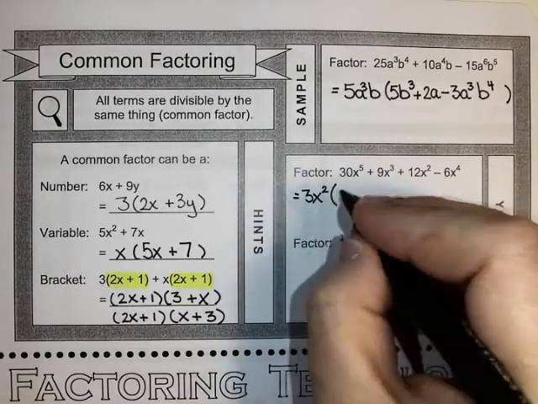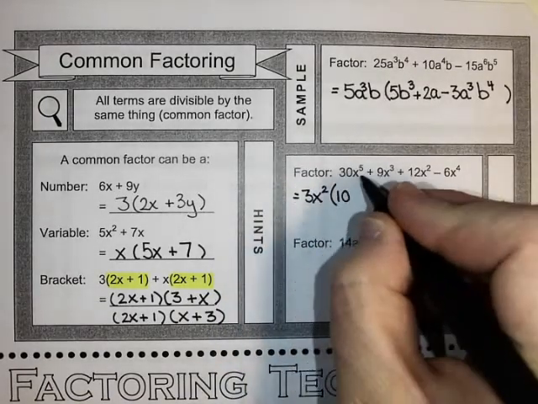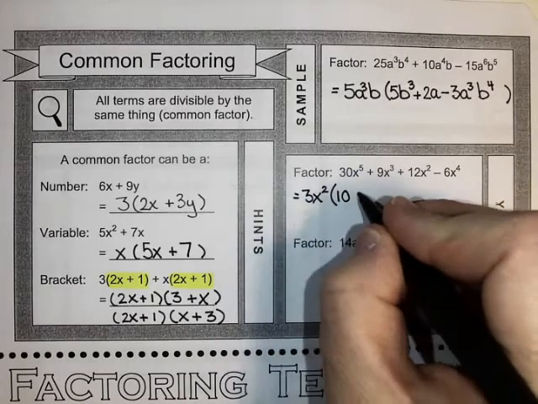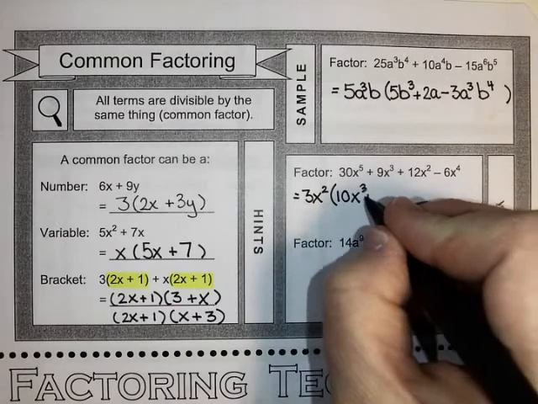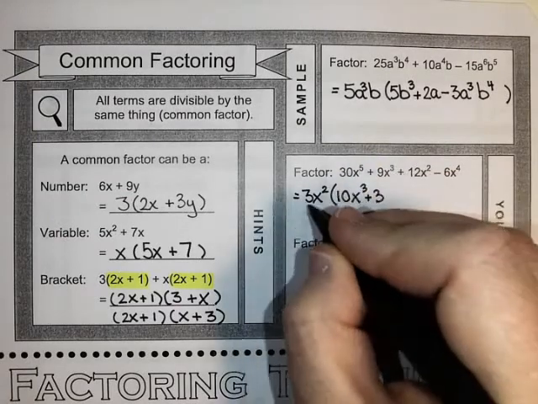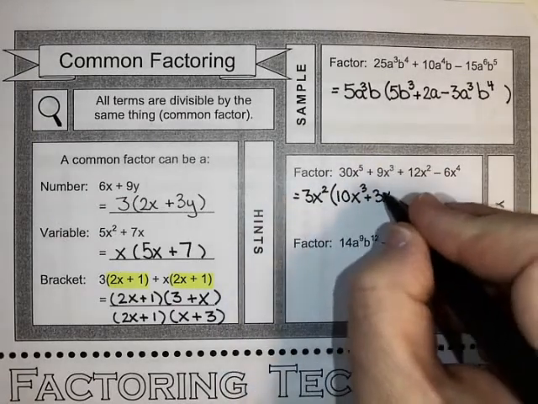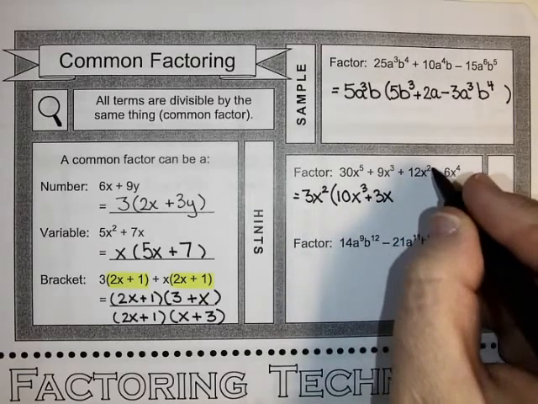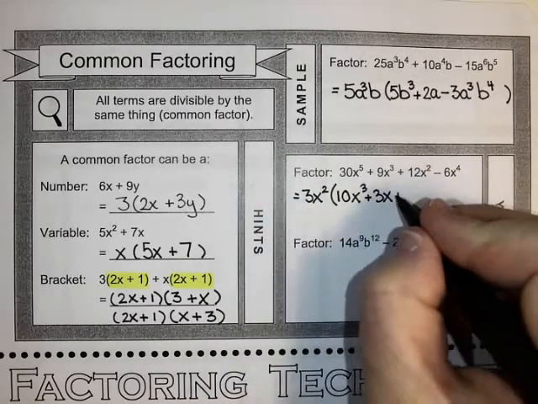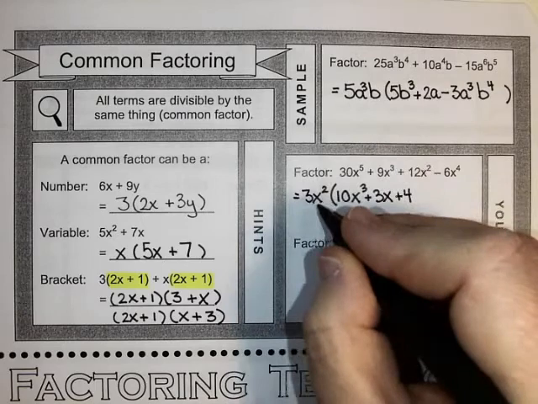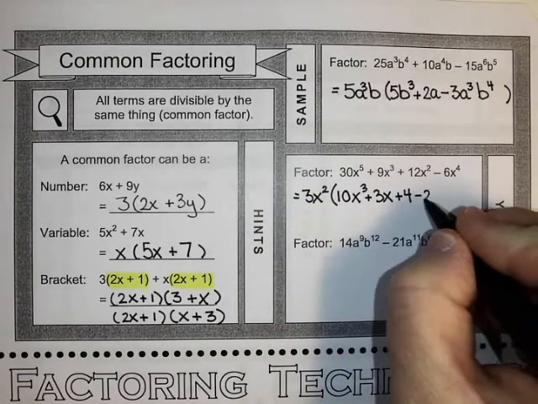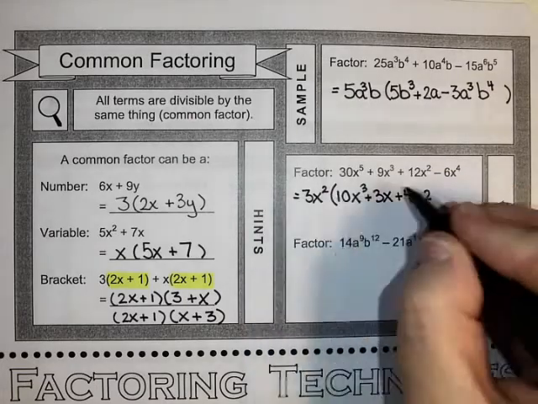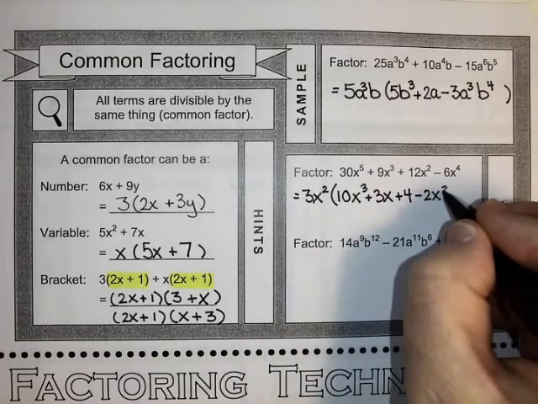So 30 divided by 3 is 10. X to the 5 divided by x to the 2 is x to the 3. 9 divided by 3 is 3. X to the 3 divided by x to the 2 is x. 12x squared, so 12 divided by 3 is 4. And x squared divided by x squared, they cancel out. And then negative 6 divided by 3 is negative 2. X to the 4 divided by x to the 2 is x to the 2.